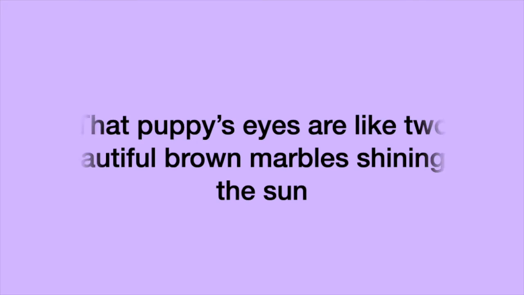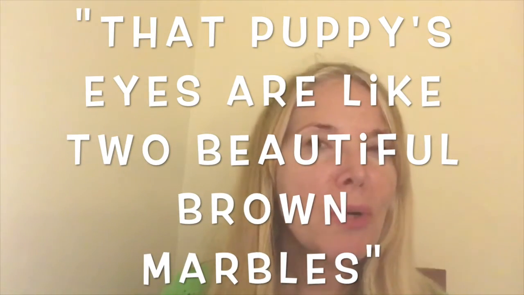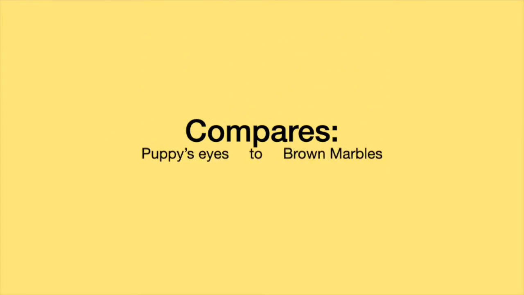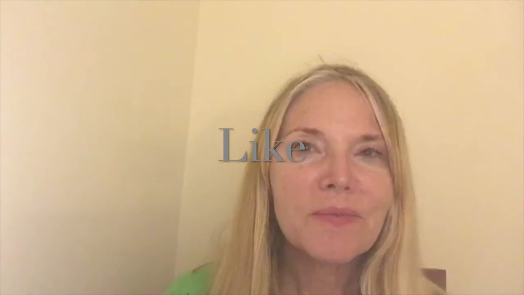That puppy's eyes are like two beautiful brown marbles shining in the sun. What a cute puppy. Were you able to identify the simile? If you said that puppy's eyes are like two beautiful brown marbles, that is the simile. It's comparing the puppy's eyes to brown marbles, and it used the word like.